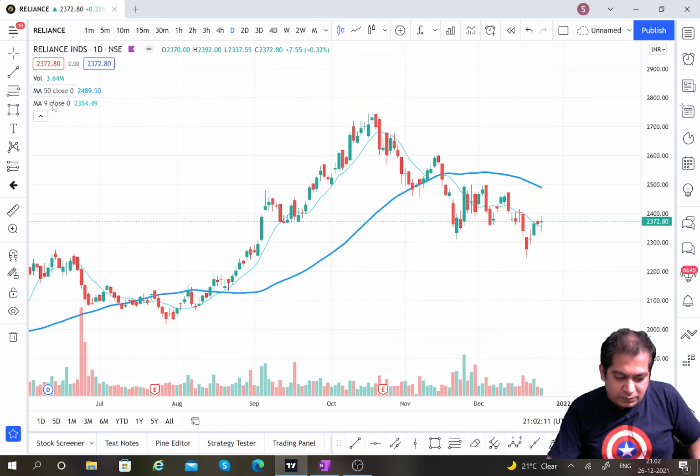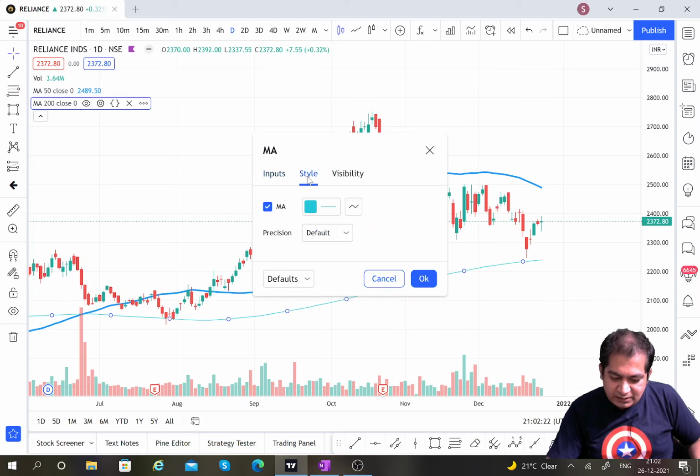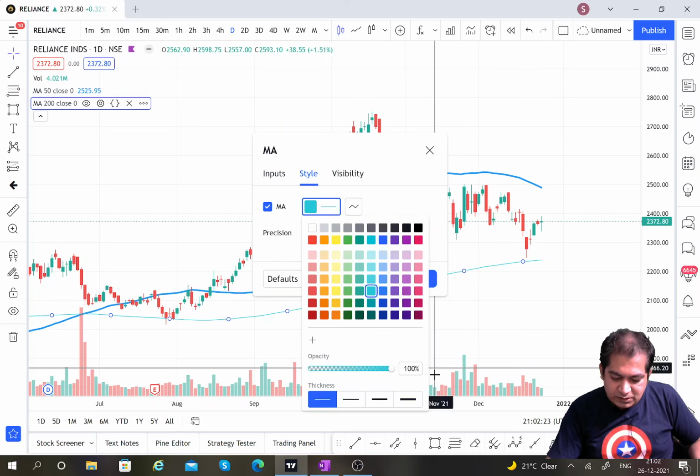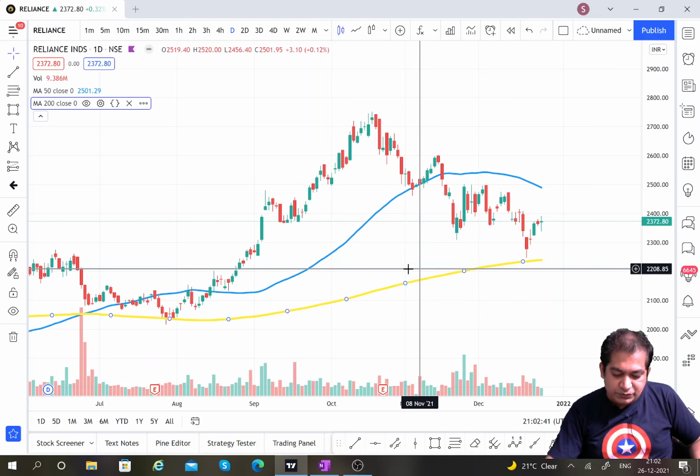So now again it came to 9. If you click here, you can change it to a 200-period moving average. Style, let's keep it a little more thicker and turn it into yellow in color. Hope this is visible to you. Alright, let me make it even more thicker. So this is your moving average.